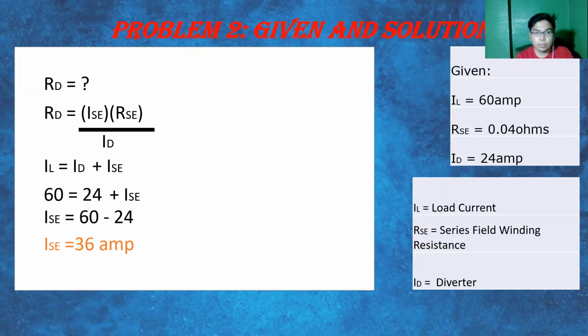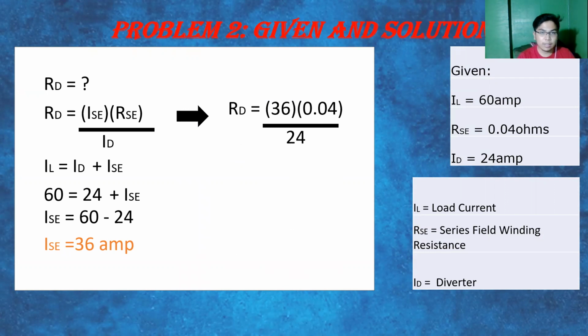So now we have everything we need to get the diverter resistance, R sub D. We just substitute the given values: I sub SE, the current in the series field, which is 36, multiplied by R sub SE, the series field winding resistance of 0.04, divided by the diverter current of 24 ampere. When we compute this, we get 0.06 ohms.